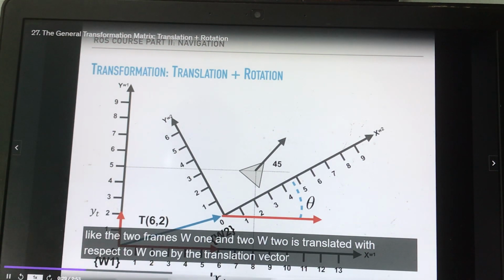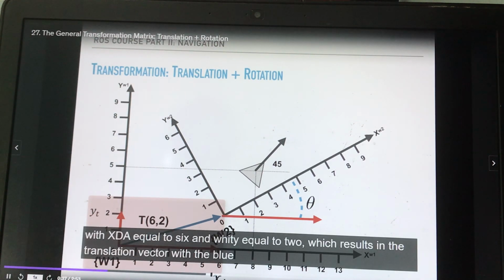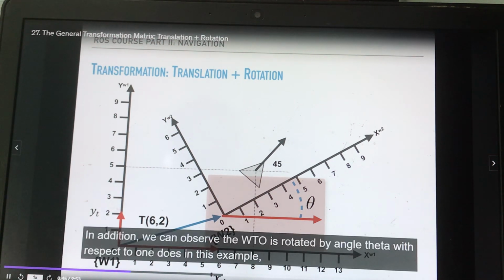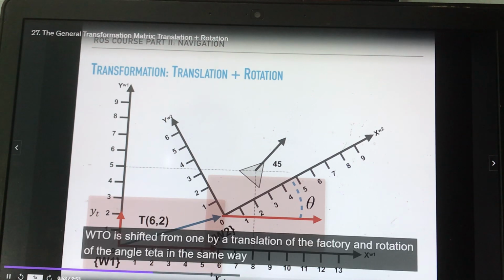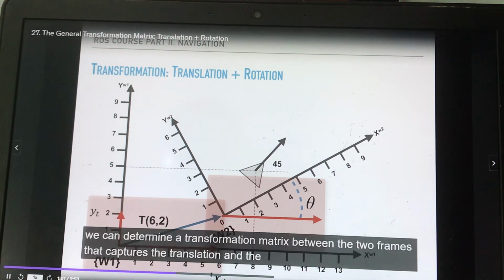Observe in this slide the two frames W1 and W2. W2 is translated with respect to W1 by the translation vector t, with xt equal to 6 and yt equal to 2, which results in the translation vector with the blue color. In addition, we can observe that W2 is rotated by an angle theta with respect to W1. Thus, in this example, W2 is shifted from W1 by a translation of the vector t and a rotation of the angle theta. In the same way, we can determine a transformation matrix between the two frames that captures the translation and the rotation shifts.